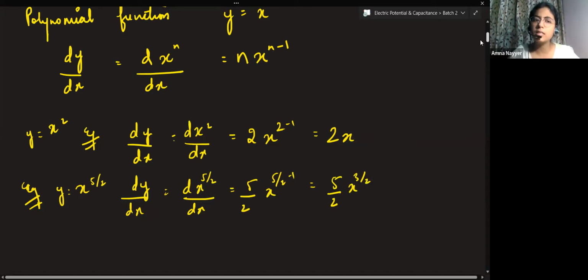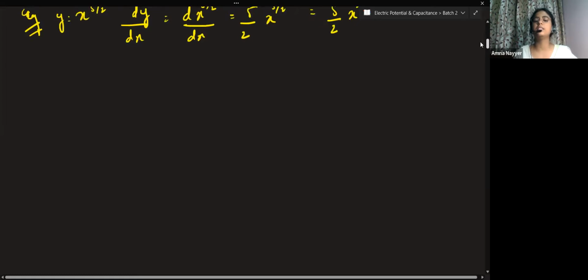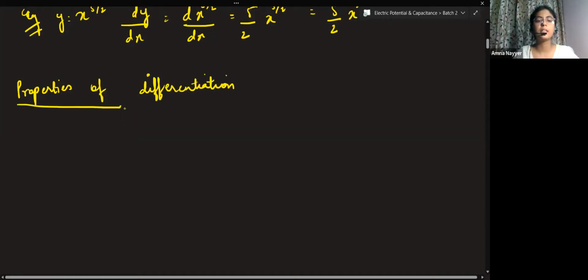Now, let's discuss a few properties of differentiation as well. Properties of differentiation. The first property is, when you have a constant function with you.